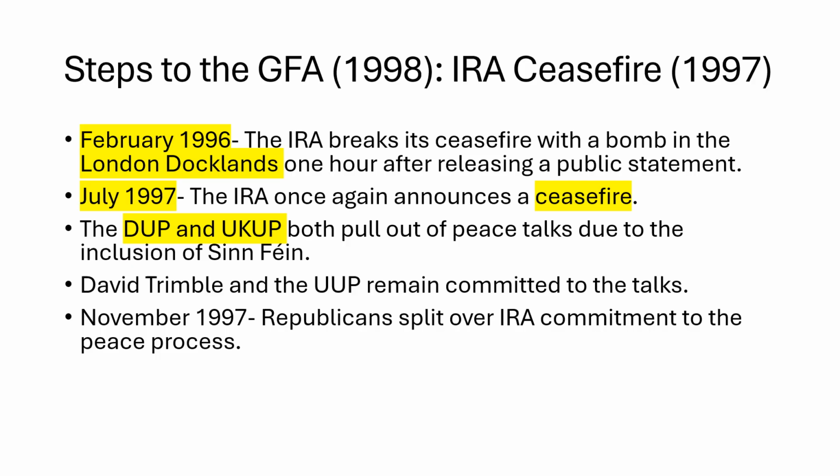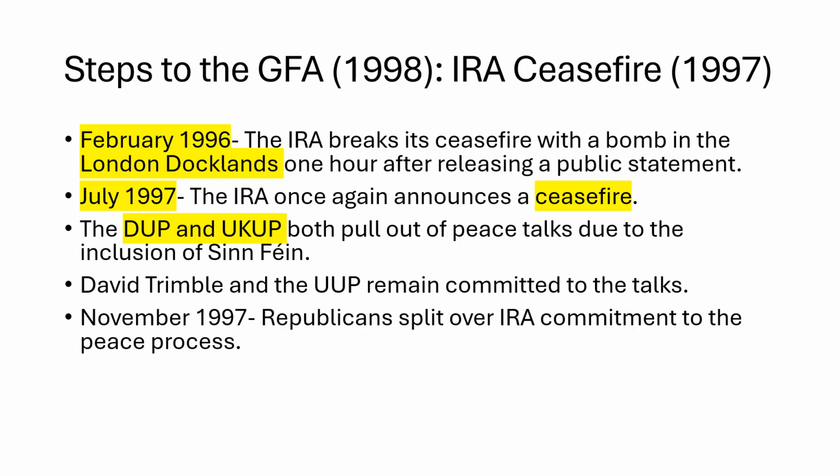This does cause dismay, though, amongst some Republicans, and in November 1997, Republicans actually became split over the IRA's commitment to the peace process. Many thought that the IRA should not be committing to a peace process. They thought the IRA should continue to use its campaign of what it called armed struggle, its campaign of political violence, to win a united Ireland and to force the British to leave via force.